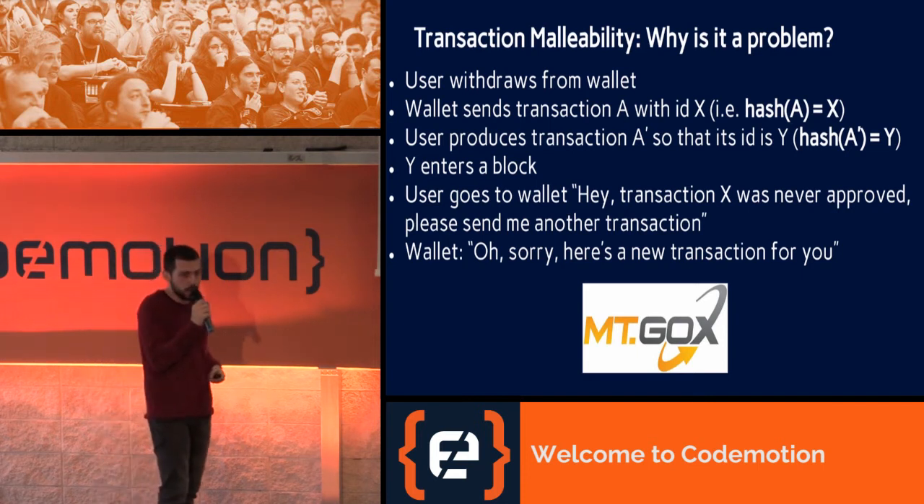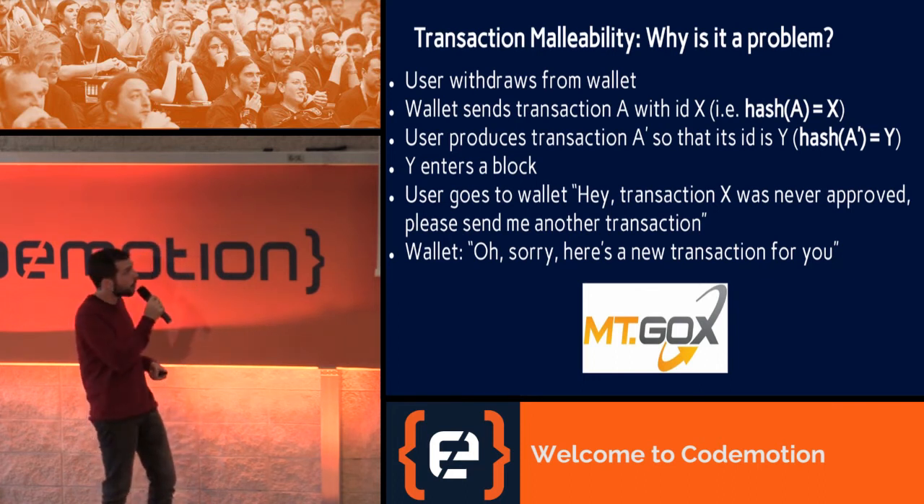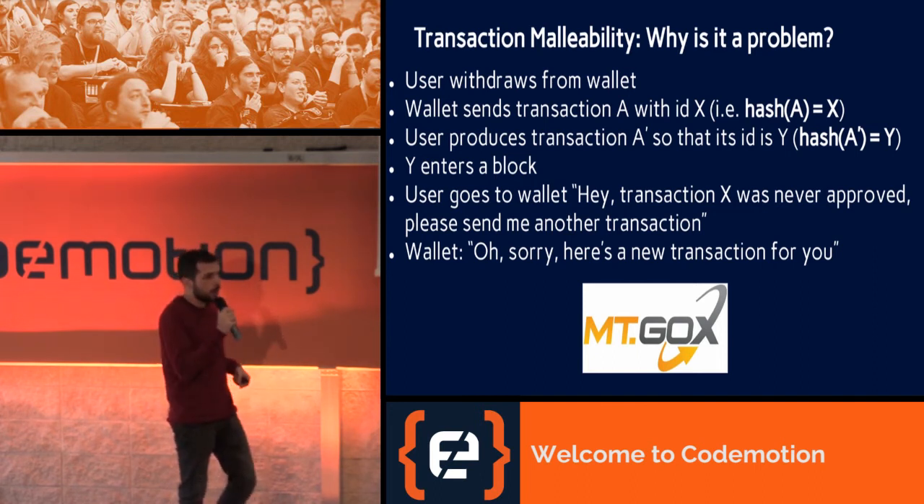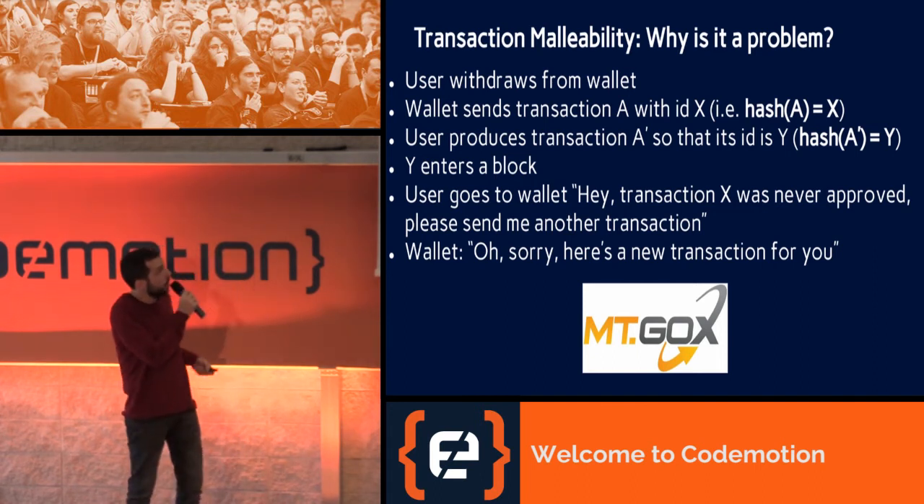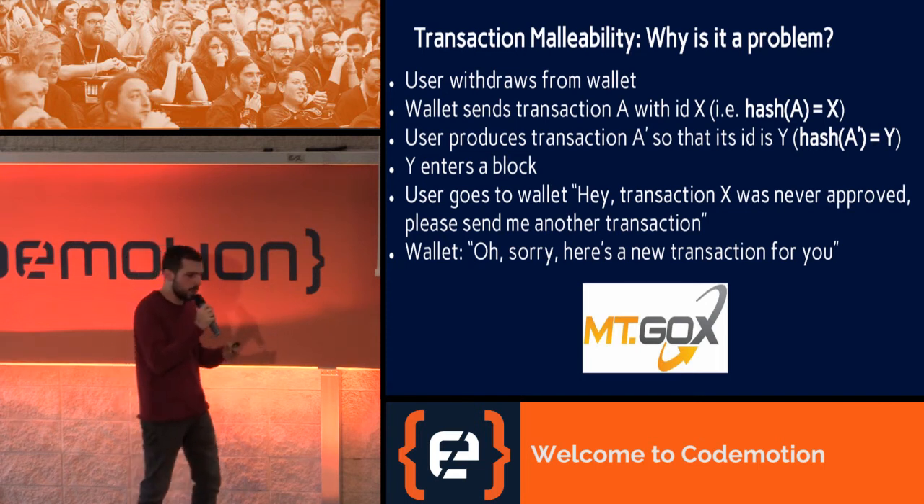It didn't end well. But one of the problems they had was, when the user was withdrawing money, the wallet sent a transaction, let's call it A. But of course, anyone could malleate this transaction and change its ID. So I could produce A prime that entered the blockchain instead of A. Then I went to the wallet and said, okay, the transaction you sent me never entered the blockchain, so please send me another one.